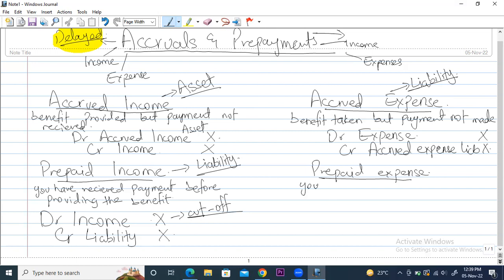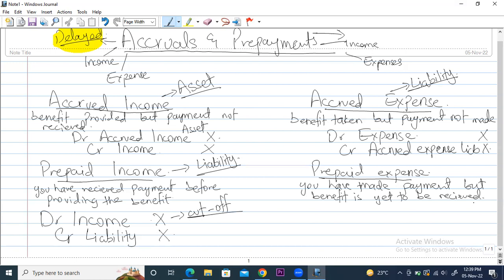So in this, you have made payment, but the benefit is yet to be received. Benefit is yet to be received. Okay, this is the meaning of prepaid expense.